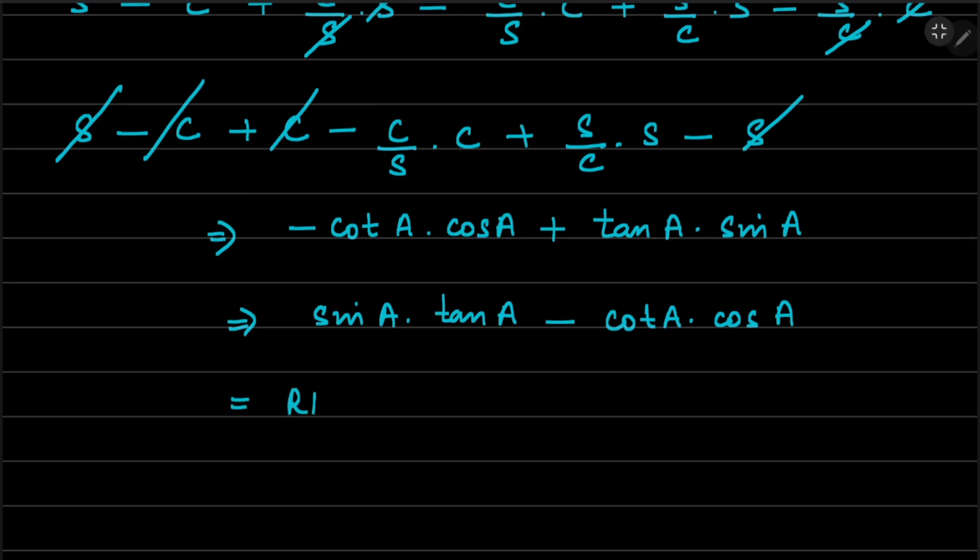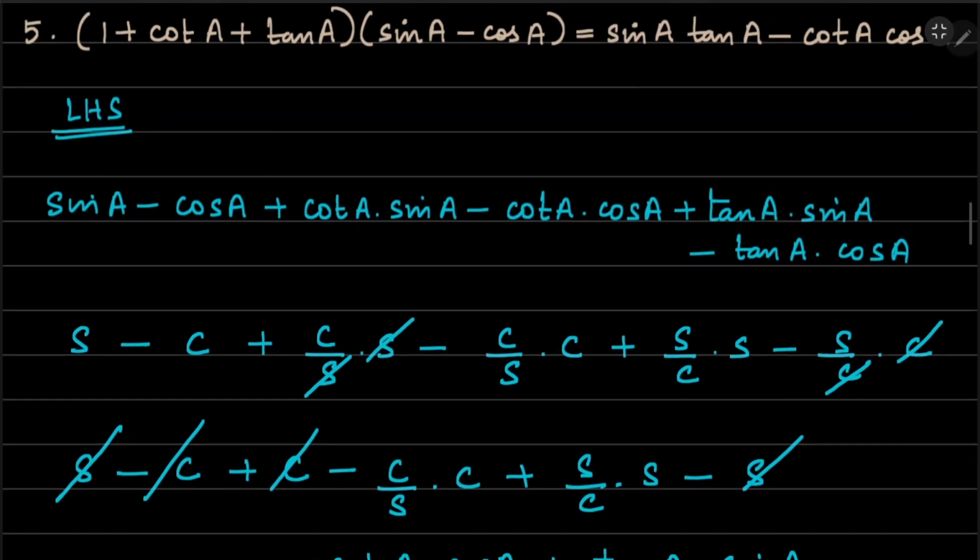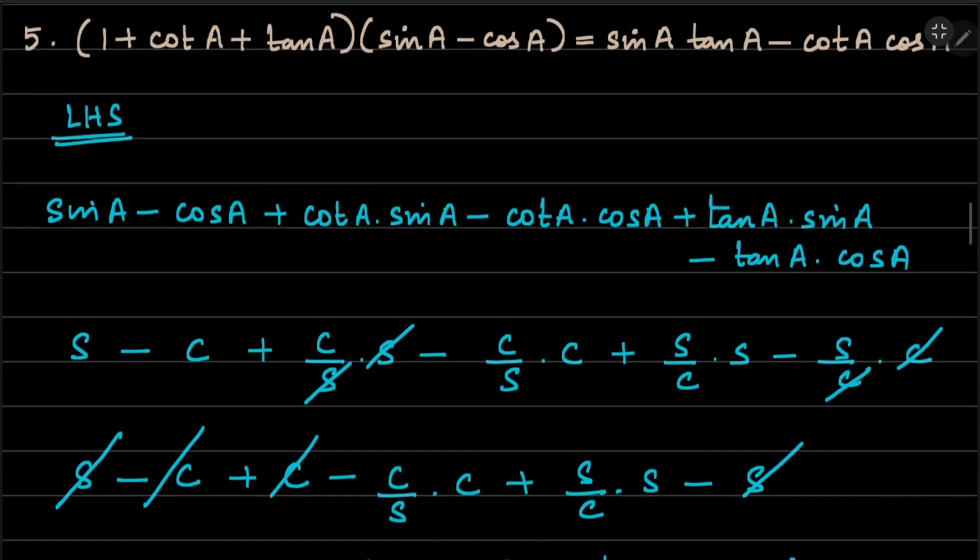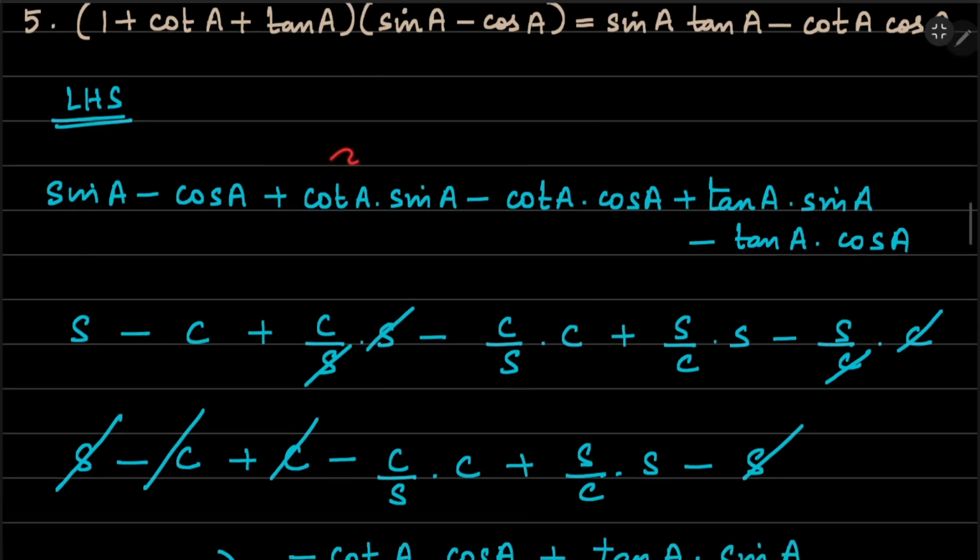This is equal to your RHS. Let me know if you have not understood. Let me tell you once again how to do it. Just take the LHS and multiply each term with all the terms of the second expression. Once you expand it, first of all, convert everything into sine and cos, so that certain terms will get cancelled in both the places here.